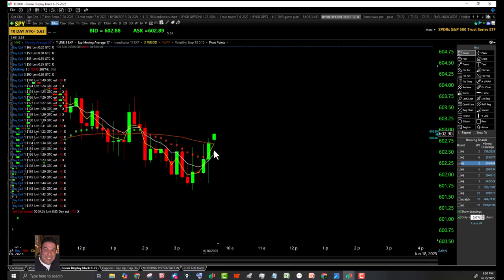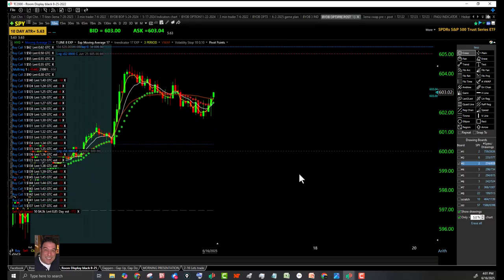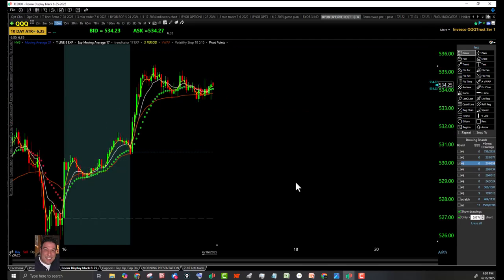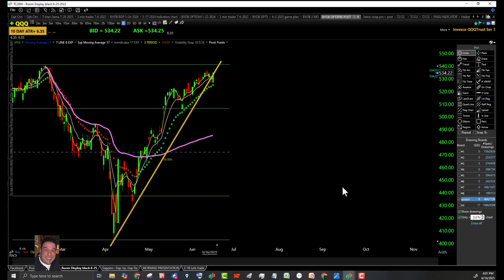So here we have a 10-minute uptrend coming into the close. Notice this one is up over VWAP. All right, so a little pop here into the close. So there's SPY on the 10-minute. All right, let's take a look at QQQ. Look at QQQ on the daily chart with the quad lines.